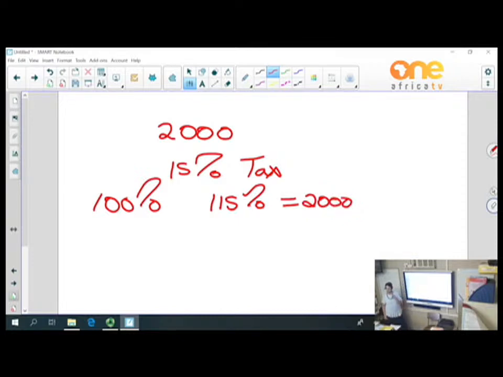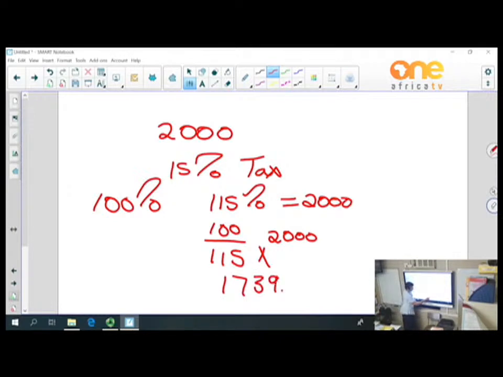And there's only one way to do these sums. I really want you to look on the board. This is when they ask the original cost. So what we do then is we reciprocal this one. It's then 100 over 115 of 2,000. Please press your calculators quickly. Let's see what it is. 1739.13.